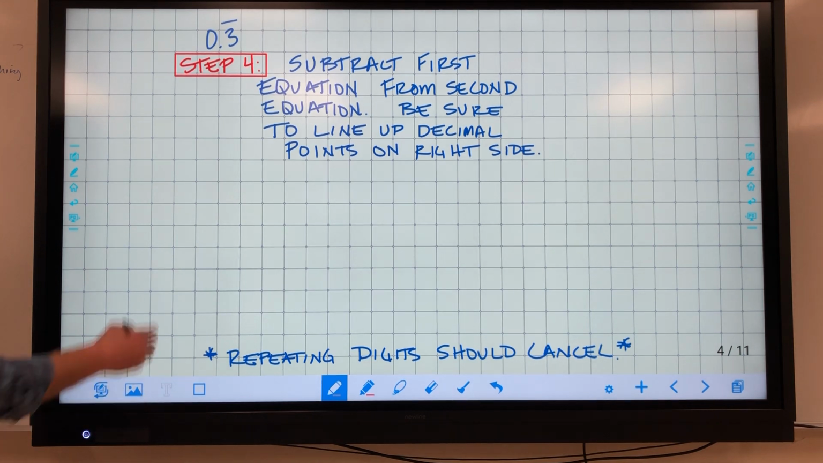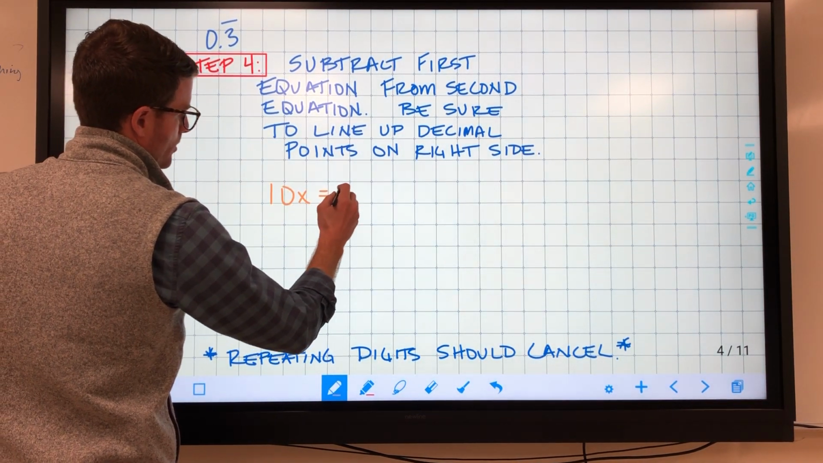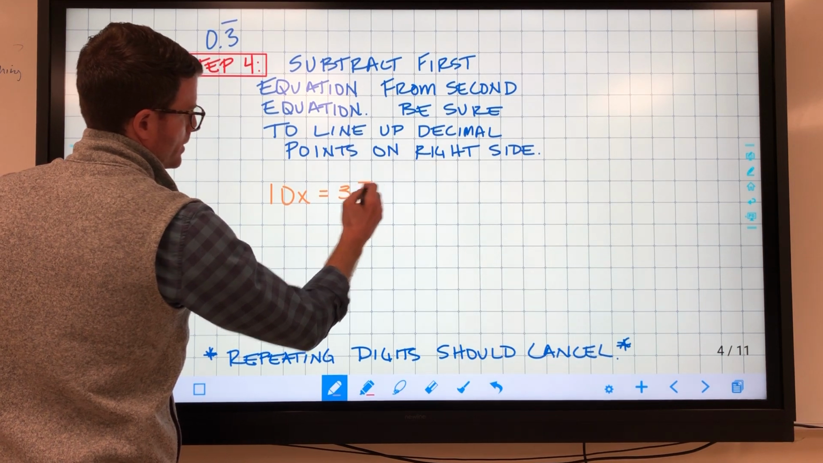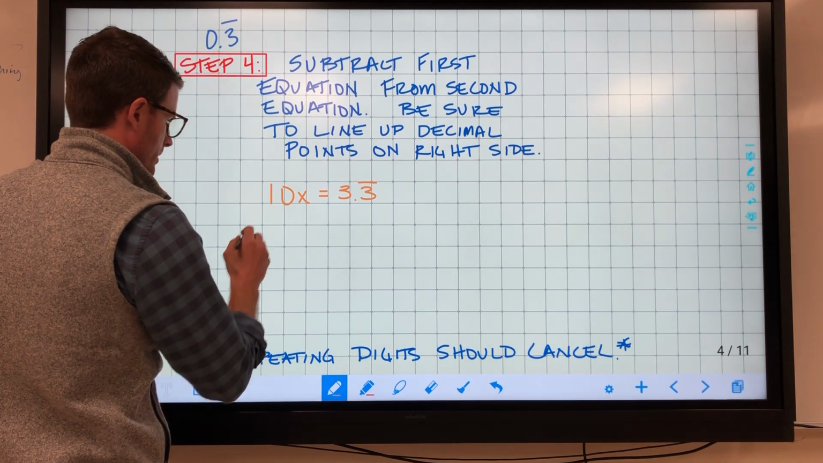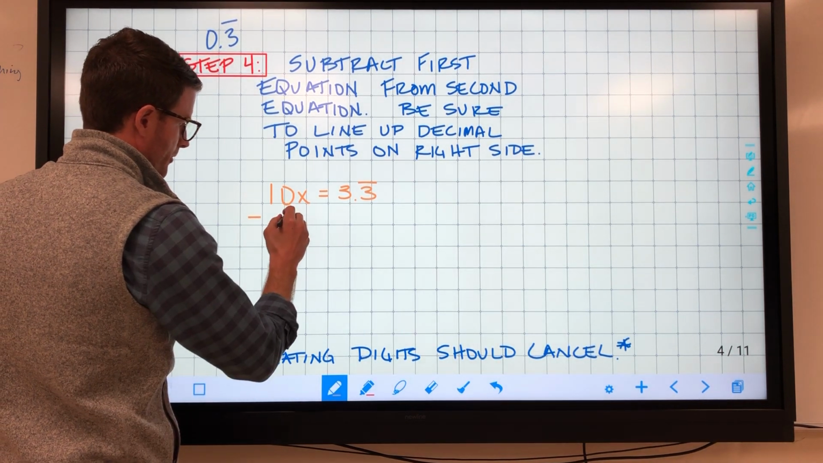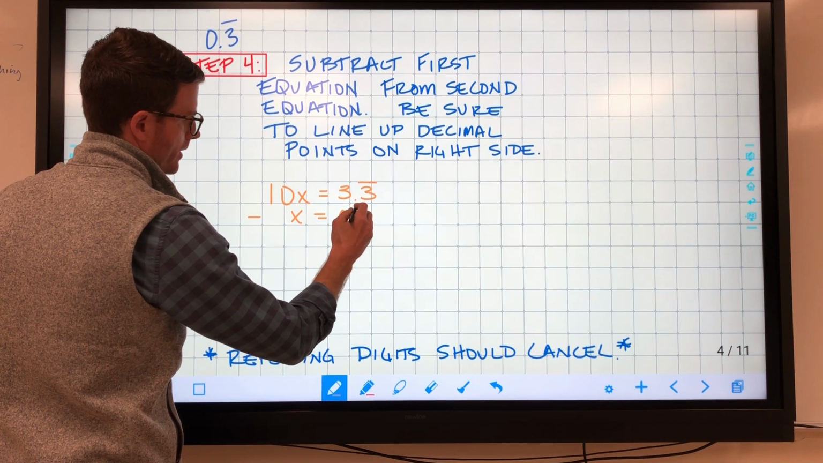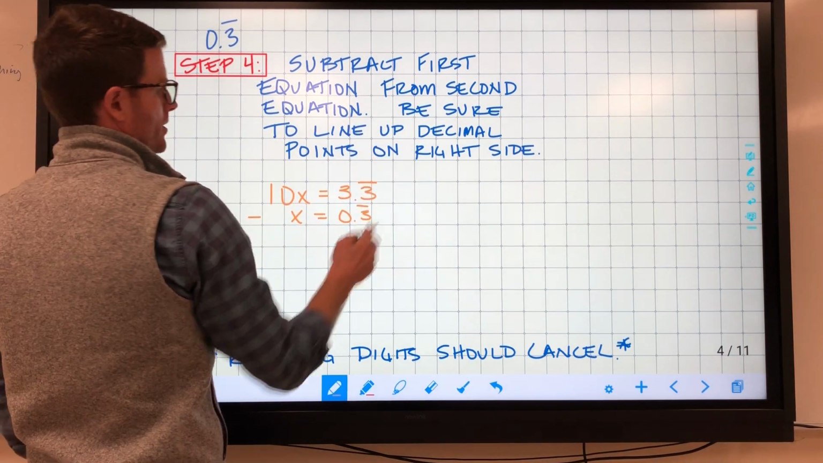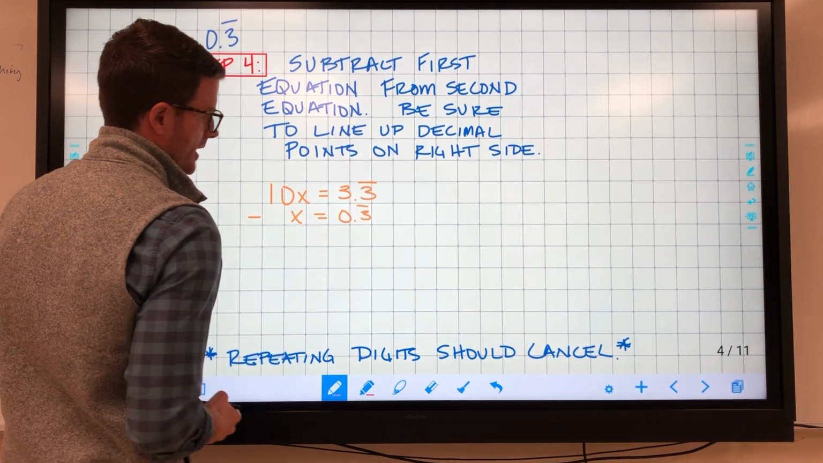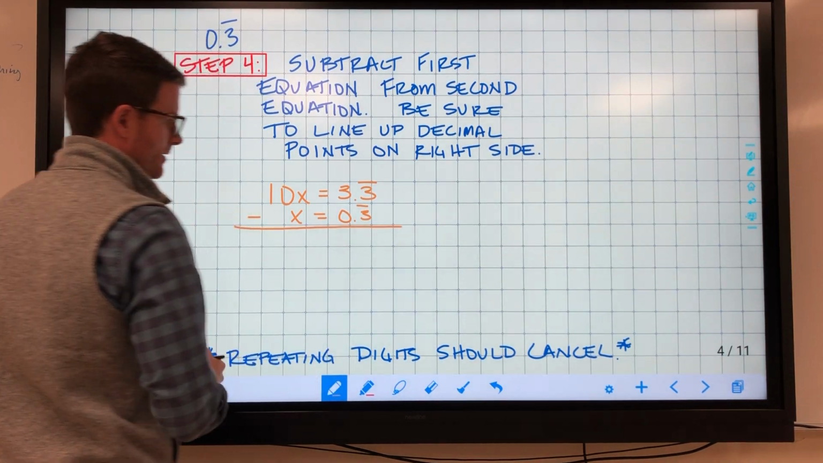Okay, so here's my second equation. 10x equals 3.3. That's my second equation. And I'm subtracting my first equation from it. So minus my first equation, x equals 0.3 repeating. Be sure to line up the decimal points on the right side. So I've got to make sure that those decimal points line up. All right, and I'm going to subtract.